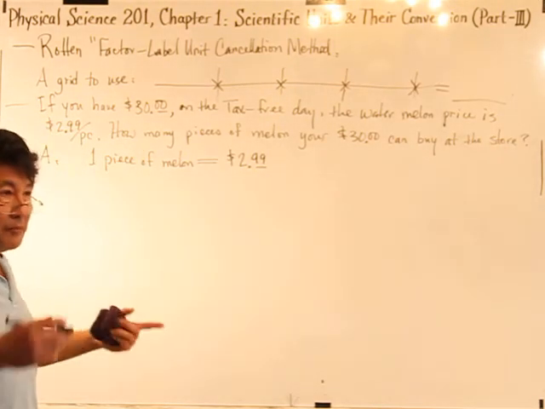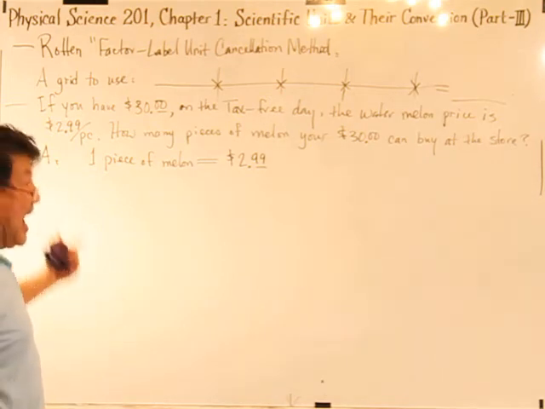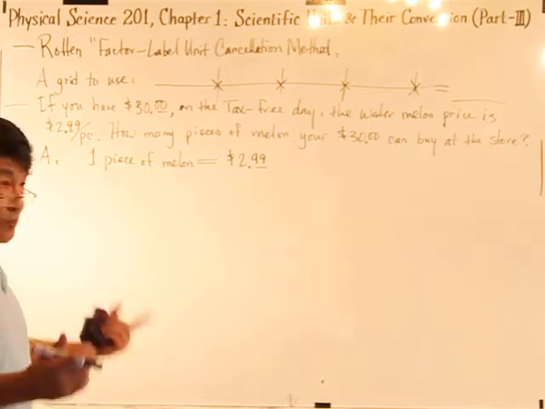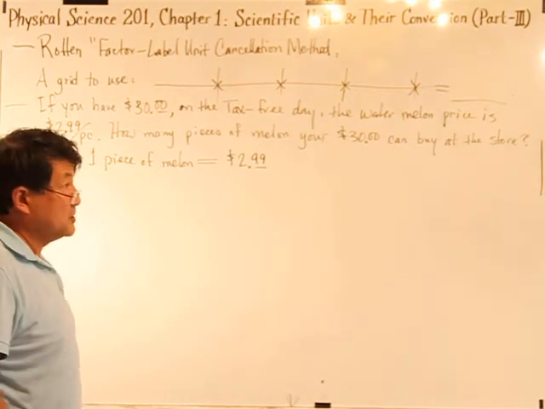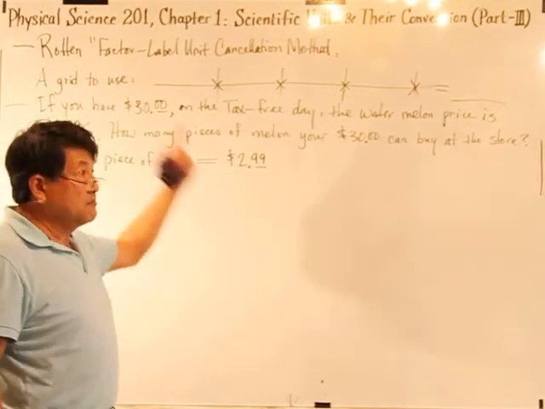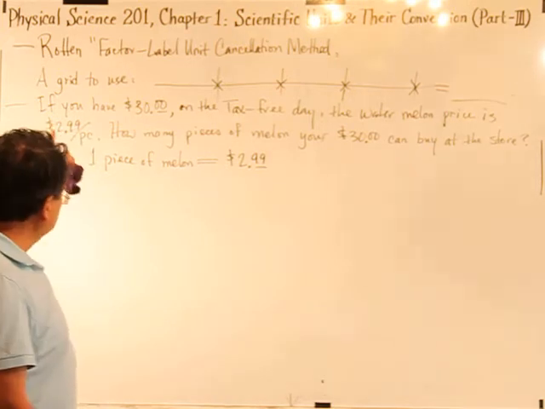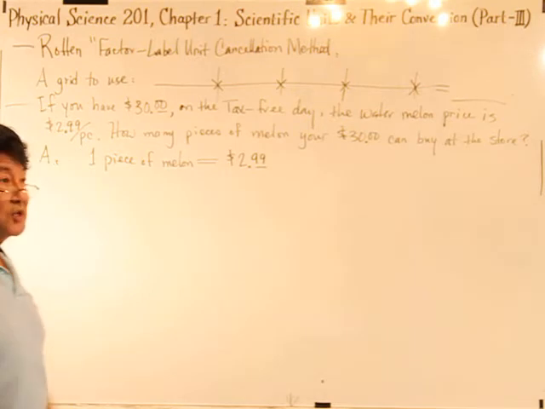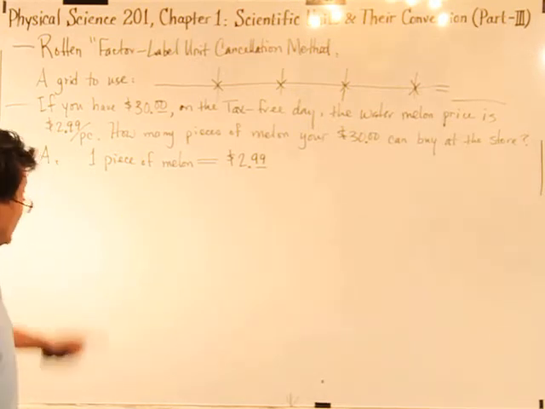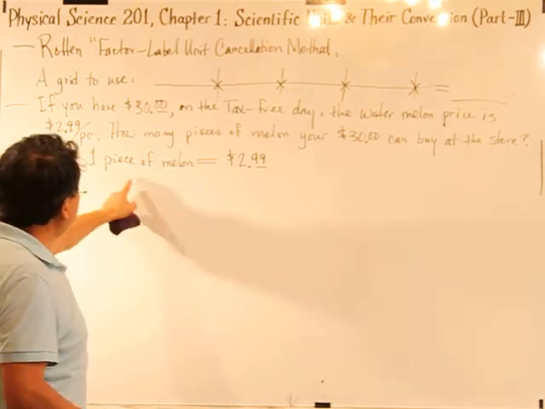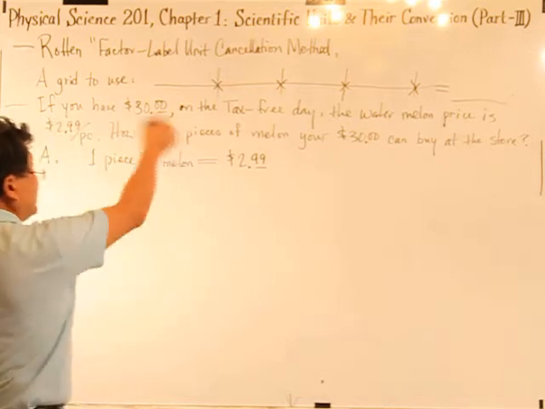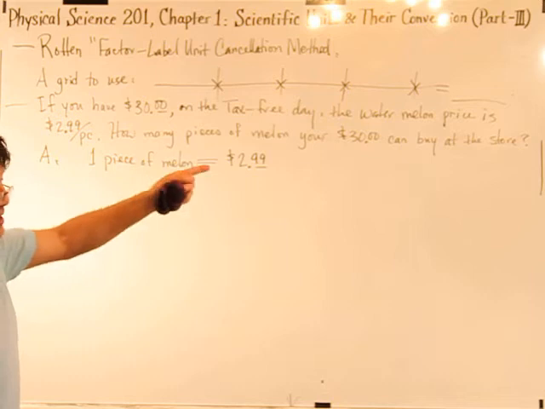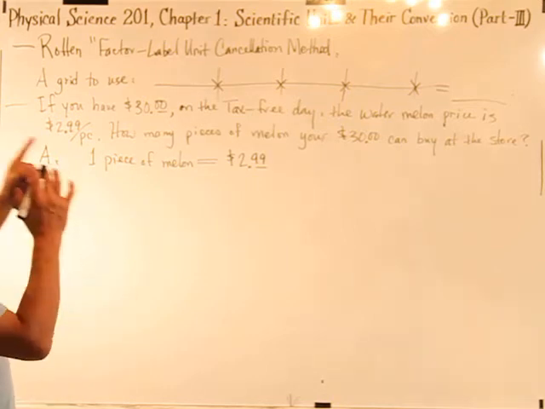So that is the price tag, but the price tag is actually a conversion factor between the itemized merchandise and the money, right? One is going to be at unity, one, and the other is larger than one, correct? So that's the conversion. But can we use that conversion factor directly in a calculation in mathematics to find how many pieces of watermelon to buy? It is not possible.